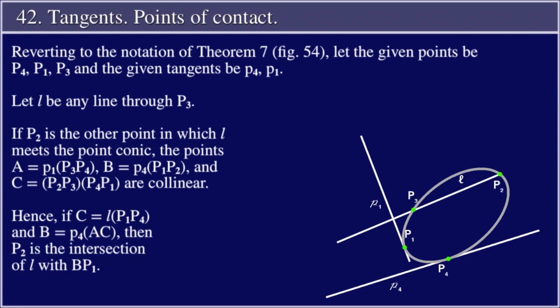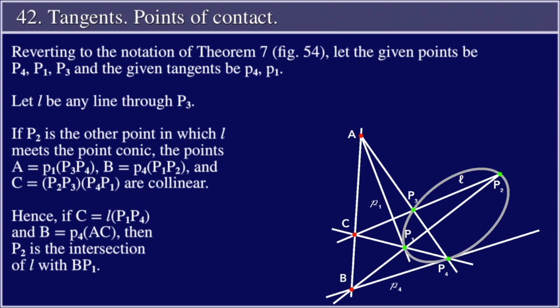If P2 is the other point in which L meets the point conic, the points A equal to P1, P3, P4, B equal to P4, P1, P2, and C equal to P2, P3, P4, P1 are collinear. Hence, if C is equal to L of P1, P4, and B equal to P4 AC, then P2 is the intersection of L with B, P1.